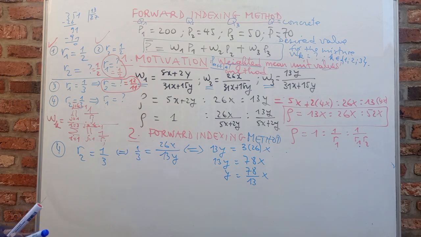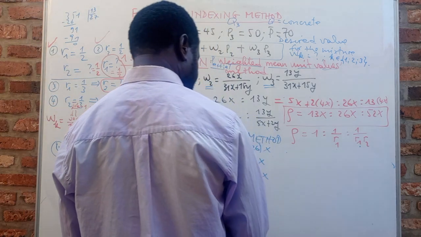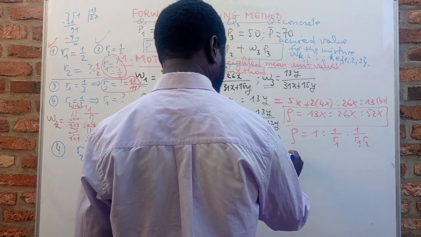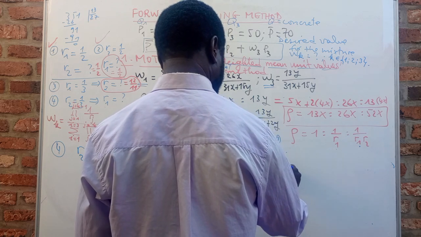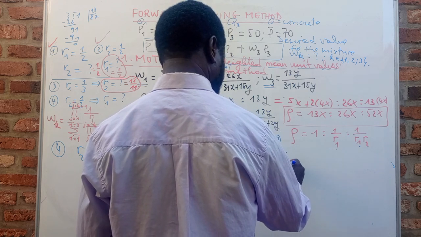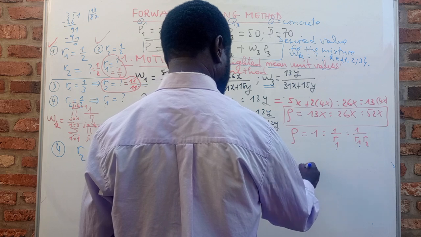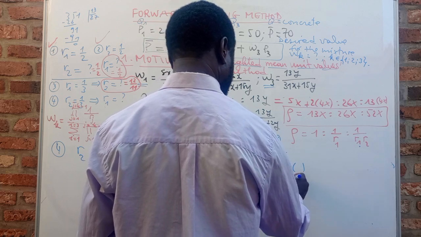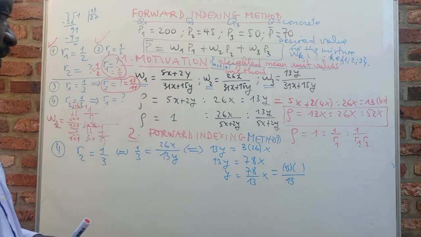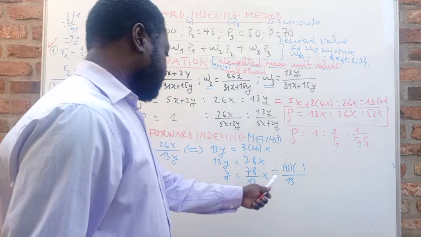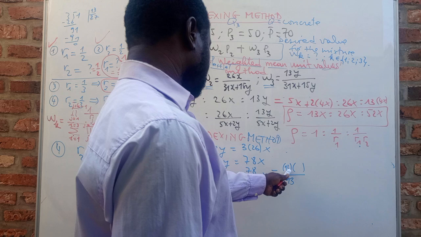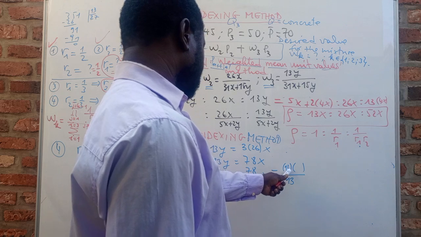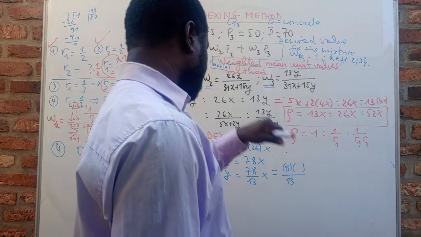And what is this? 78, if the common factor is 13, so what will this be over 13? It is 2, 3, 4. Oh no.